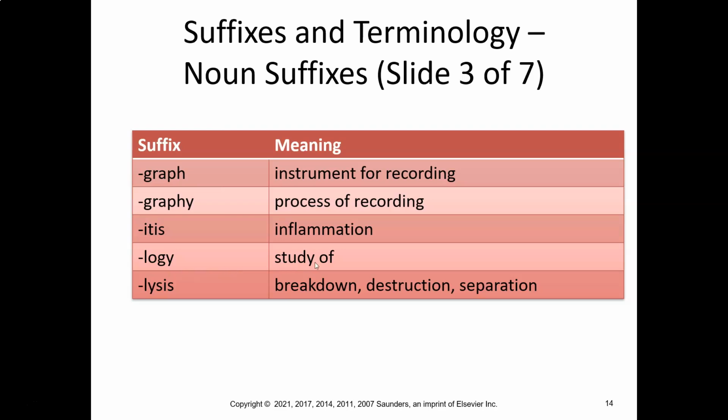Logy is the study of. You can add that to anything, you know, biology, physiology, you name it. Terminology, ophthalmology. Lysis is breakdown. So you go hemolysis. So lysis meaning what? Breaking down. Hemo meaning blood. So destruction of blood. Hemolysis.